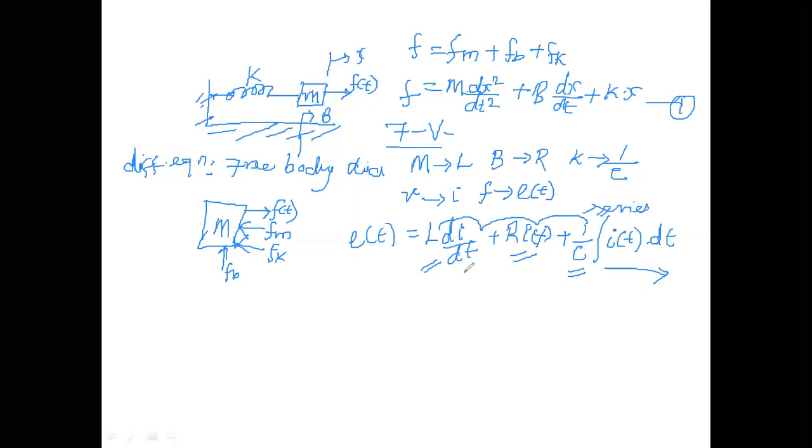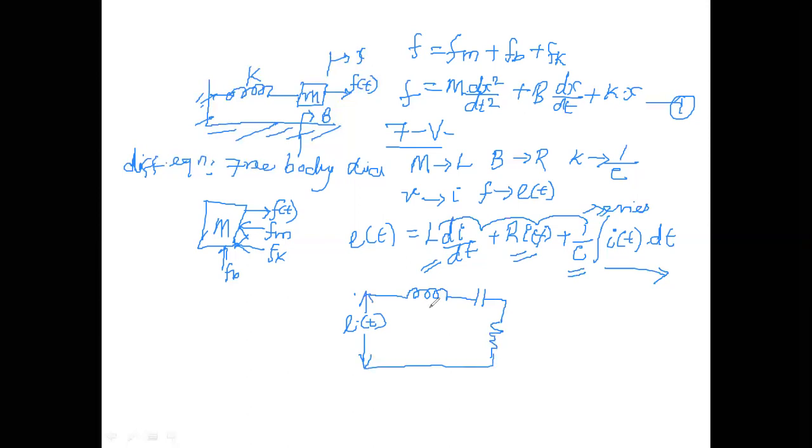Now we can draw its corresponding force-voltage analogous system. So the applied voltage is E(t). Understood? So this is the applied voltage, or the input voltage. Now you have three elements. The first element is your inductance, the next element is your capacitance, and another one is resistance. These three elements are connected in series.